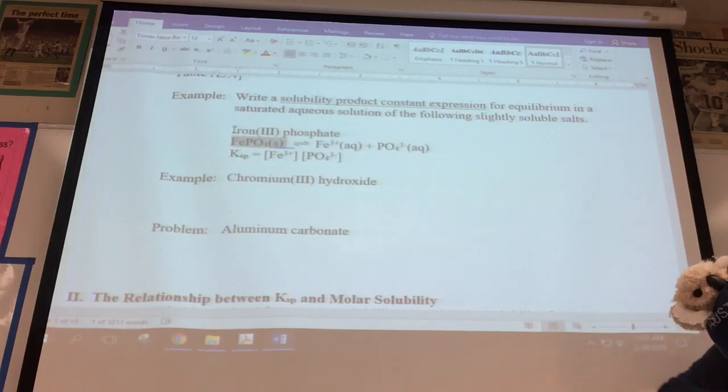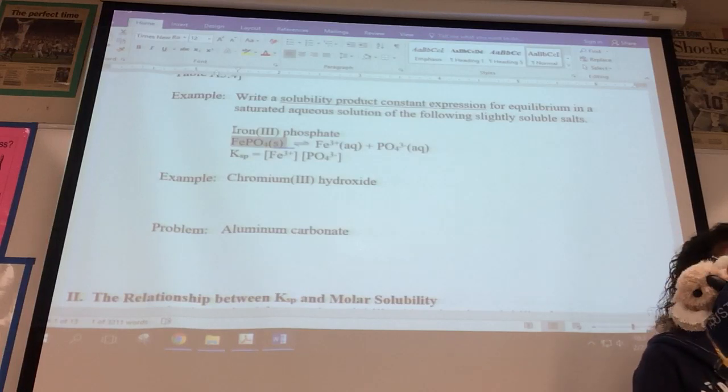Why don't you include the iron 3 phosphate? It's a solid, and you're always going to have that with a KSP expression, so there's no denominator in a KSP expression. Okay?